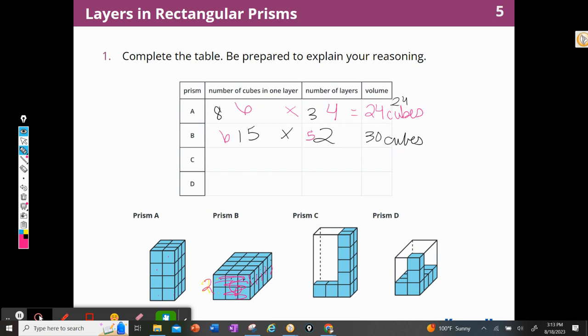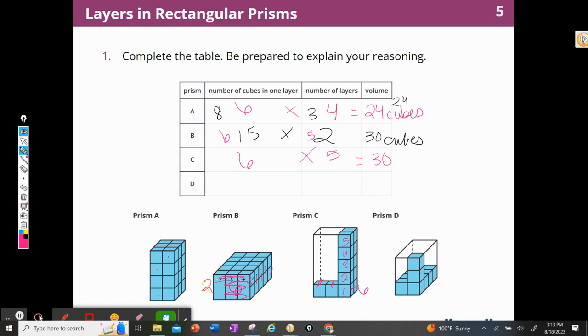Prism C has missing cubes, but they want to know how many it would take to fill up the whole thing. So I'm going to do again, how many in one layer? Well, I could see there's 2 here, 4, 6 in the bottom row. So 6 in the bottom layer, and there would be 1, 2, 3, 4, 5 layers. 6 times 5 is 30. Again, there are other ways you could have seen it, but that's the way I saw it.